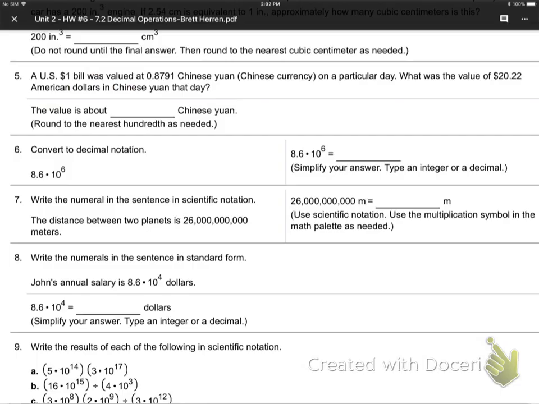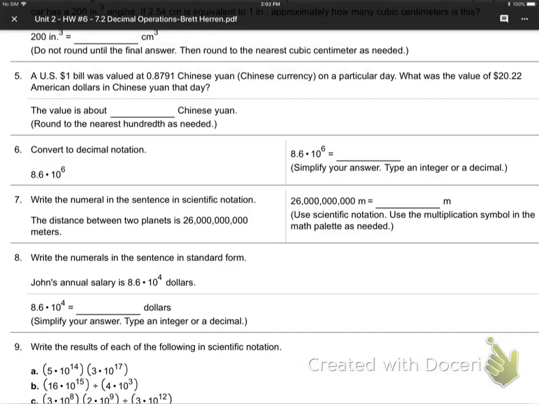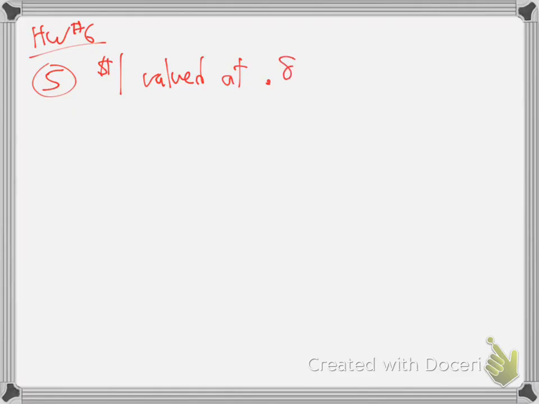To finish up, this is homework number 6, right? Yeah, homework number 6, question number 5. A U.S. $1 bill valued at 0.8791 Chinese yuan. Okay, so $1 valued at 0.8791.